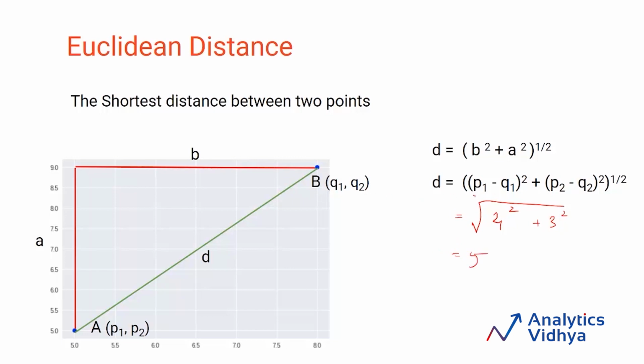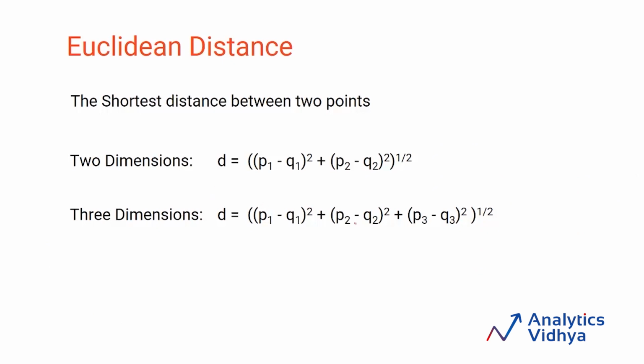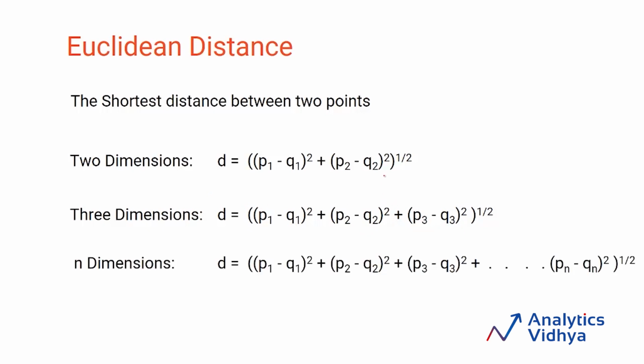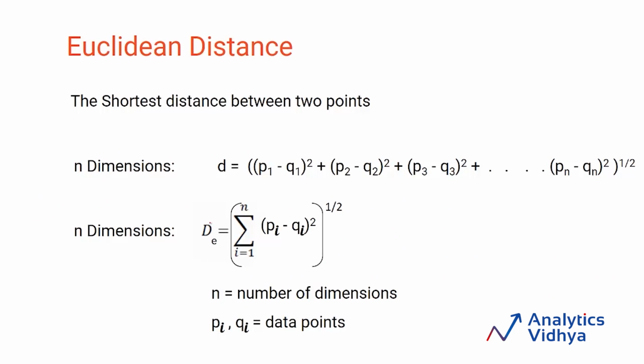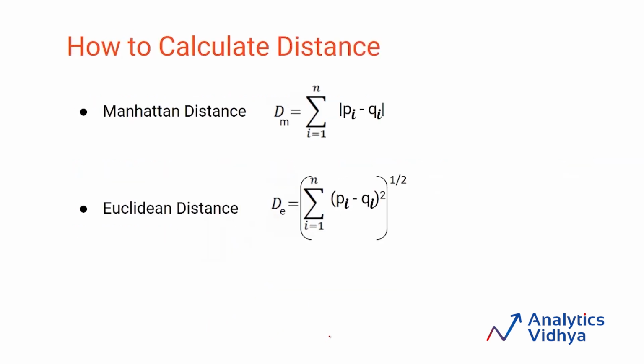Now instead of 2 dimensions, if I calculate this for 3 dimensions, we'll have this as P1 minus Q1 square plus P2 minus Q2 square plus P3 minus Q3 square and the root of the summation. Now if I generalize this for n dimensions, we'll have the formula something like this, and we can write this again in a more simple form. So we'll use summation of Pi minus Qi square and the root of the summation. Here again we have the value n, which is the number of dimensions, and Pi, Qi will be our data points.